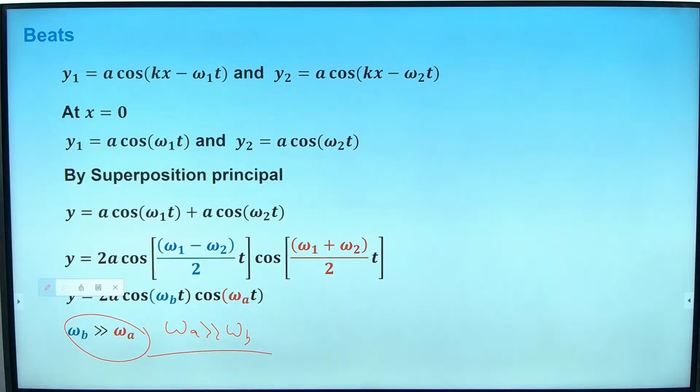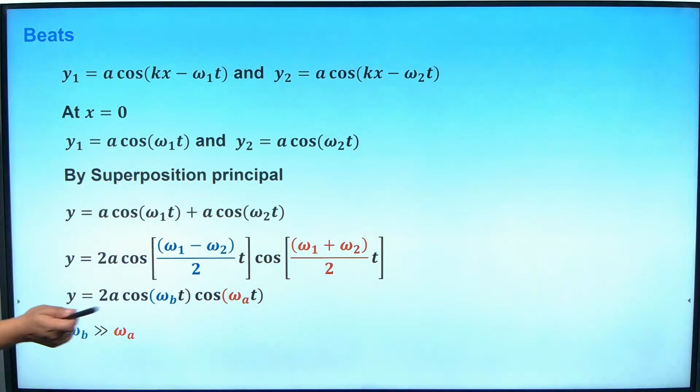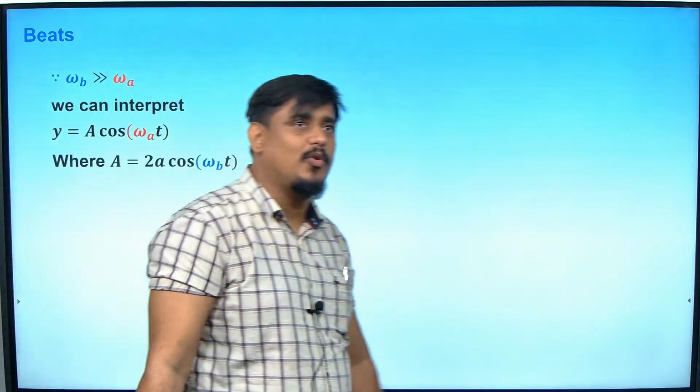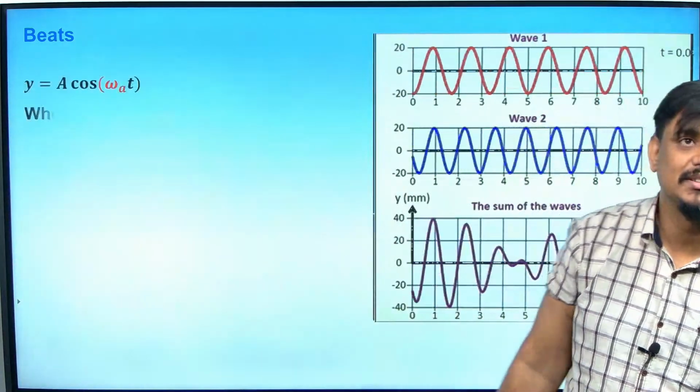Please change it wherever you wrote it wrongly. I verified it from the NCERT also. That's why I told you, I'll tell you at last. So here omega B is not more than omega A. It is wrongly given. It is omega A much more than omega B. Have you made the change?